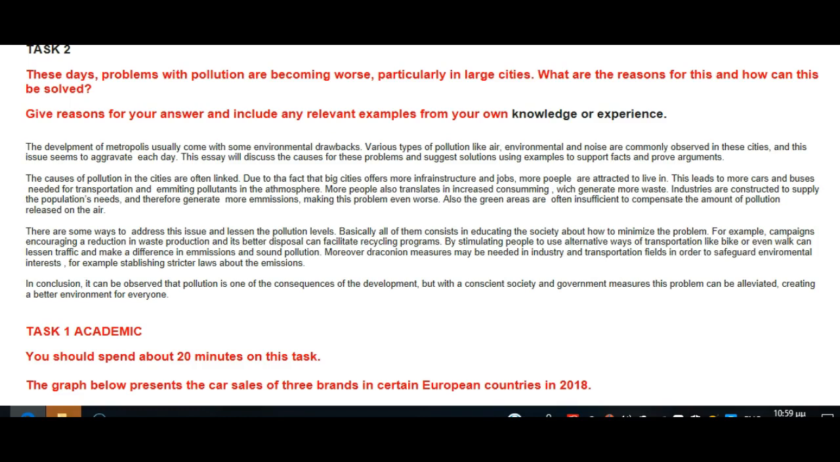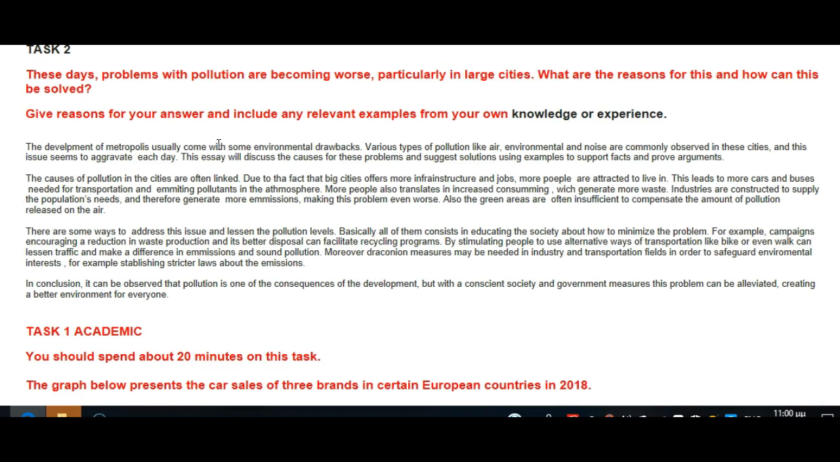This one is about pollution. What are the reasons and how can it be solved? Okay, let's see what you said. The development of metropolises, you need to make this plural, usually comes. Now why? Because it's development of something singular. Your lead noun is singular, so it should be comes with some environmental drawbacks.